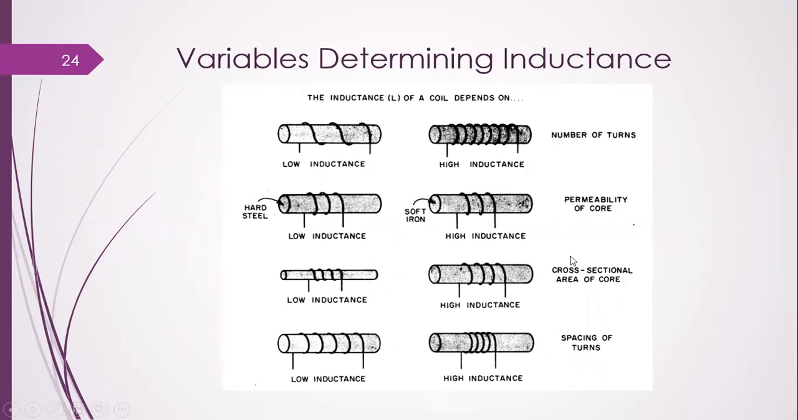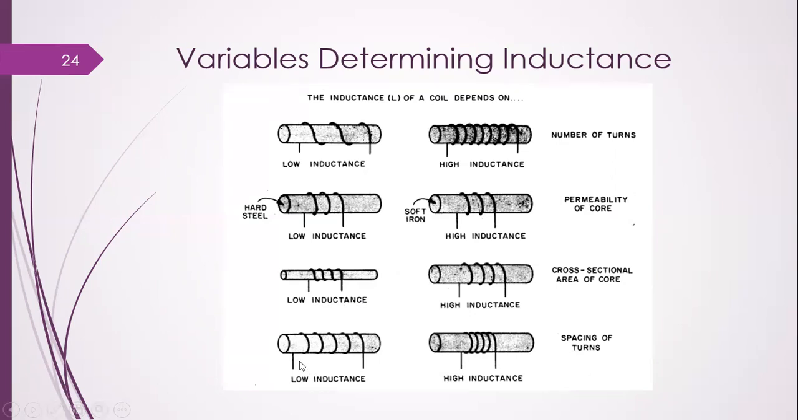So permeability is the quality of a material. Cross-sectional area of the core: if we make a thick core of the inductor, then the inductance will be low. And if the cross-sectional area of the inductor is high, then the inductance value we get is high as well.